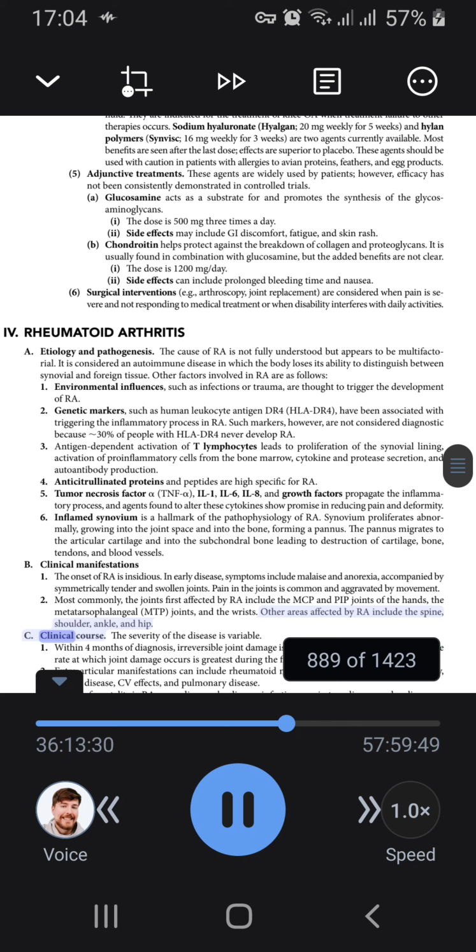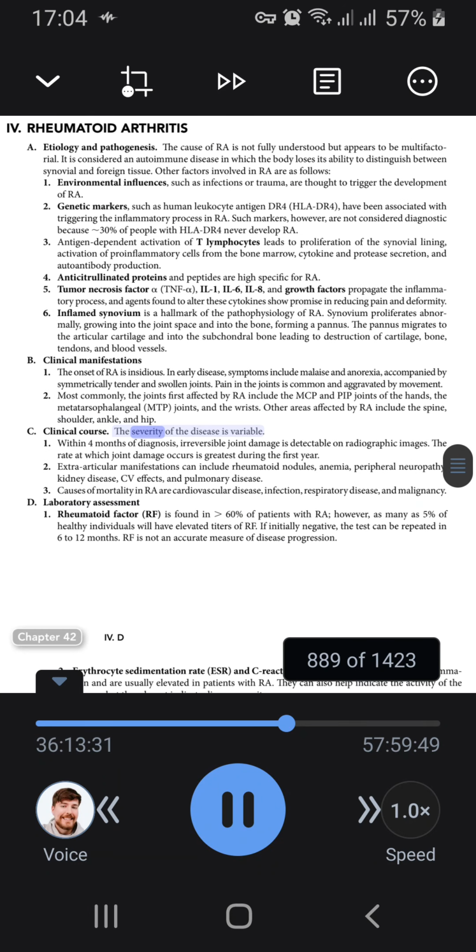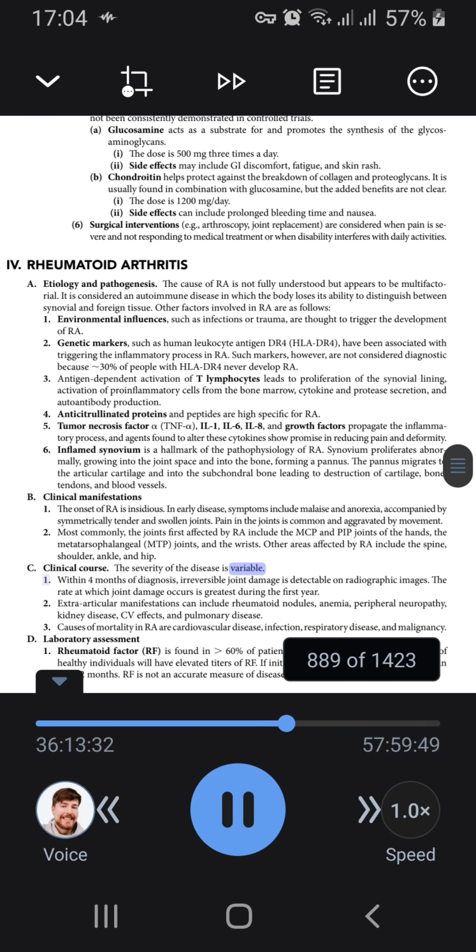C. Clinical course. The severity of the disease is variable. 1. Within 4 months of diagnosis, irreversible joint damage is detectable on radiographic images. The rate at which joint damage occurs is greatest during the first year. 2. Extra-articular manifestations can include rheumatoid nodules, anemia, peripheral neuropathy, kidney disease, CV effects, and pulmonary disease. 3. Causes of mortality in RA are cardiovascular disease, infection, respiratory disease, and malignancy.